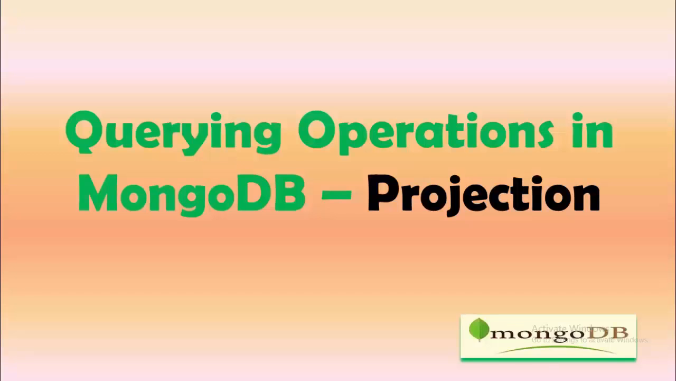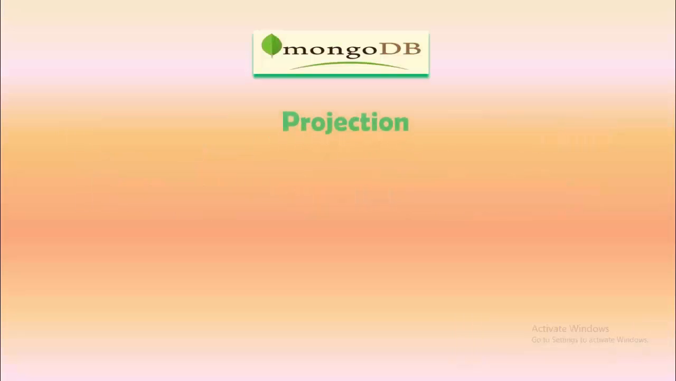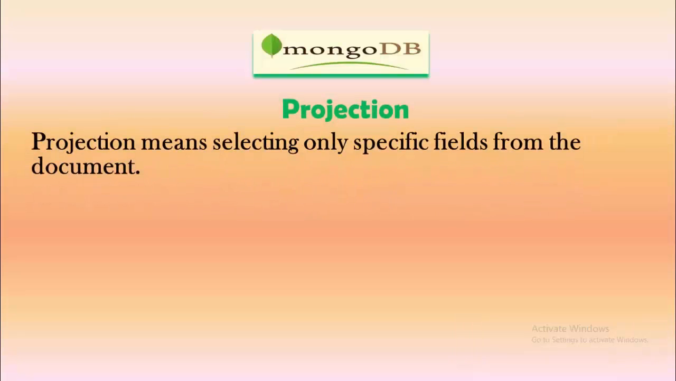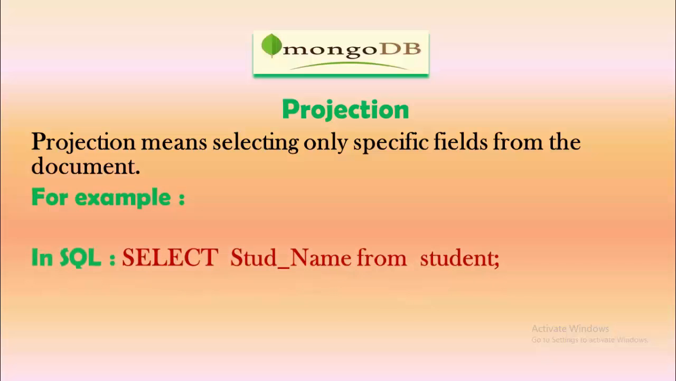So in this video of querying operations in MongoDB, we'll see what is projection. Projection is nothing but selecting only specific fields from the document. For example, if we try to relate it with SQL, the query is select student name from student. Suppose we have a student table in which we have fields, that is roll number, student name, student address and student contact number.